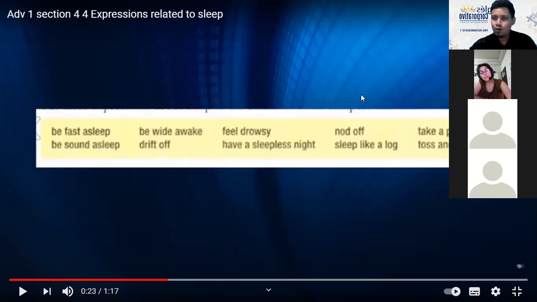I'm going to ask you something. Do you know any other expression? Sorry, because I have some noise around me. Give me a second. Okay, so I was asking you, do you know any other expression related to sleep that hasn't been listed here in this chart? Maybe you have used one with someone.